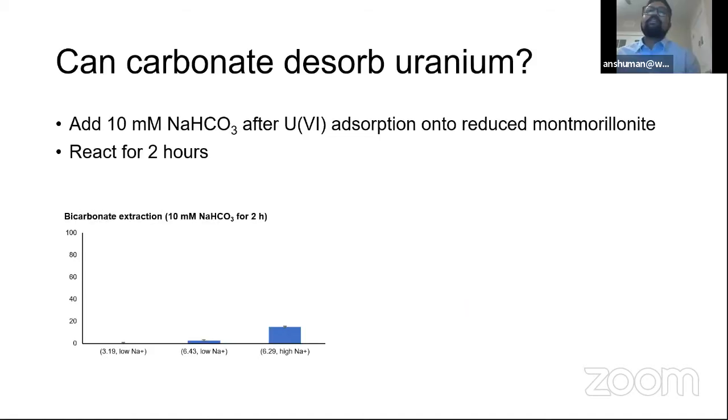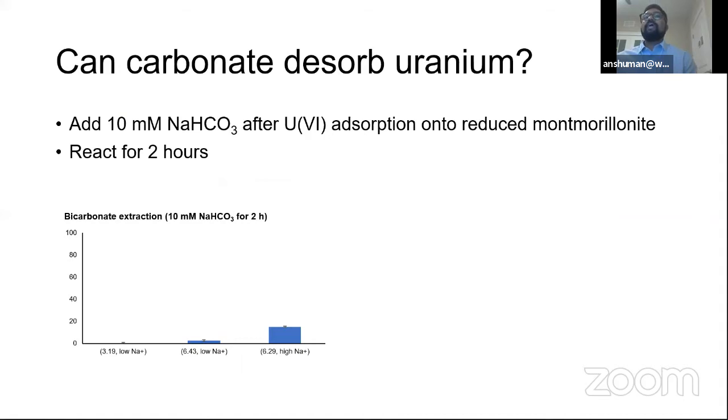Now, could carbonate dissolve this uranium? As I was mentioning, if it is U6, it should be able to dissolve by carbonate. But if it is U4, carbonate does not form very strong complexes, so it should not dissolve uranium.